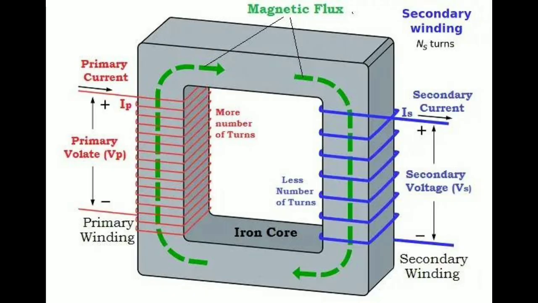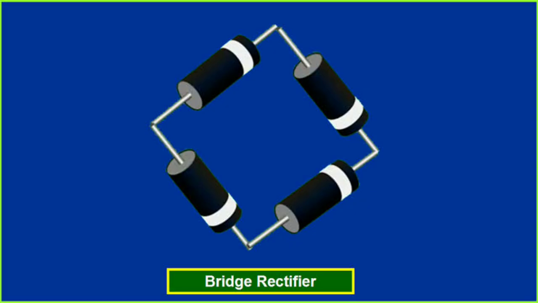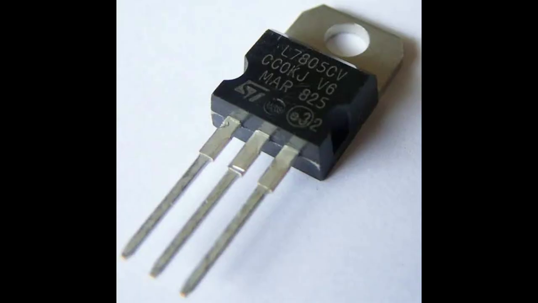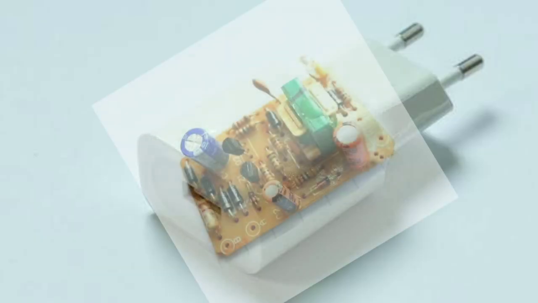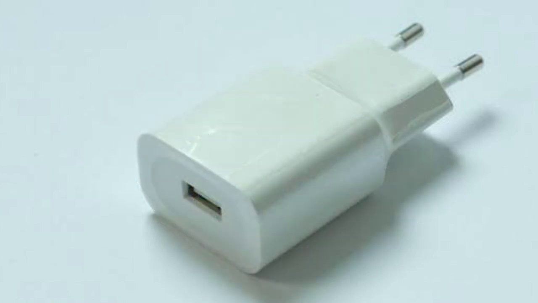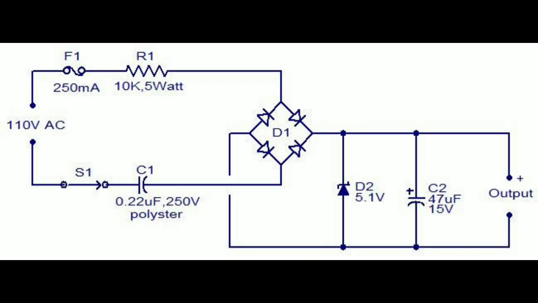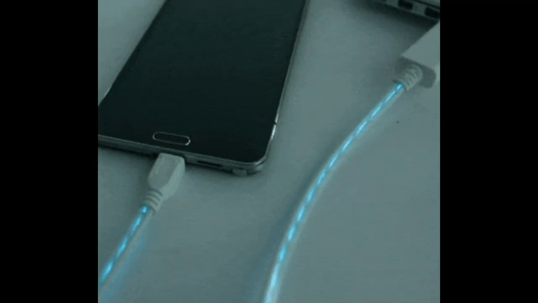So to sum it up, the transformer lowers the voltage. The rectifier converts AC into DC. The filter smooths out the current. The regulator locks it in at a perfect 5 volts. All inside a tiny plastic case you barely think about. So next time you plug in your charger, remember, it's a little marvel of engineering, turning dangerous high voltage AC into safe, smooth 5 VDC, all to keep you powered up and ready to go.